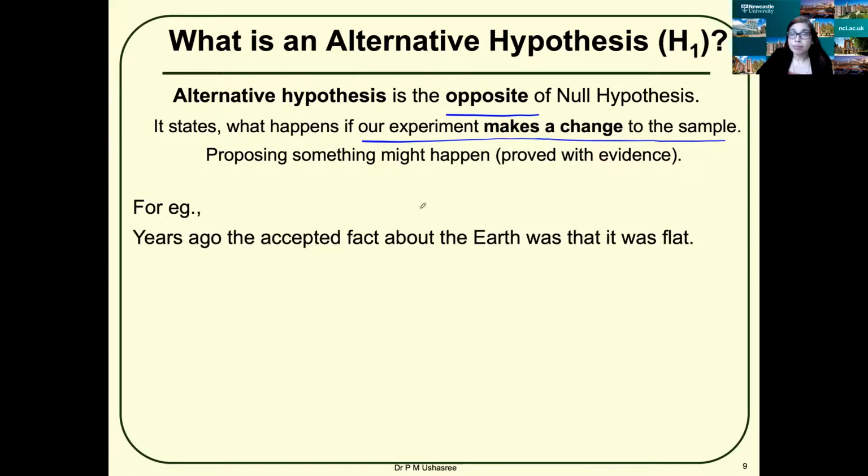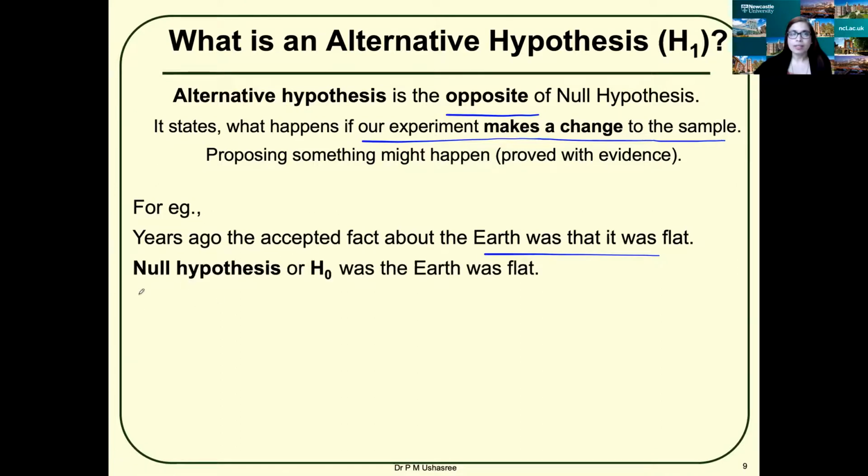Years ago, the accepted fact about the earth was that it was flat. We used to believe that the earth was flat. So let's consider that as the null hypothesis. Let's go back to that era when we believed that earth was flat. At that time, we would say, okay, that's an accepted fact. Earth is flat. The null hypothesis was that the earth was flat during that time.